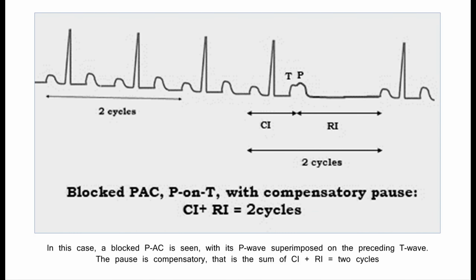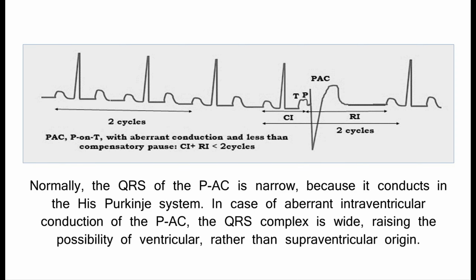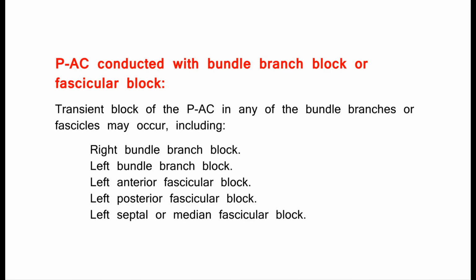In this case, a blocked PAC is seen, with its P-wave superimposed on the preceding T-wave. The pause is compensatory, that is the sum of CI plus RI equals 2 cycles. Normally, the QRS of the PAC is narrow, because it conducts in the His-Purkinje system. In case of aberrant intraventricular conduction of the PAC, the QRS complex is wide, raising the possibility of ventricular, rather than supraventricular origin. PAC conducted with bundle branch block or fascicular block.